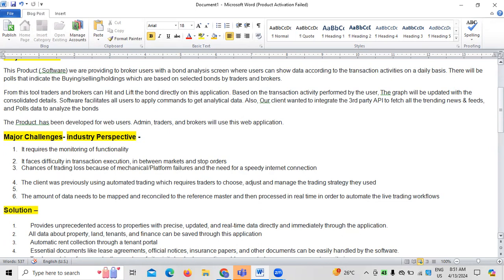The functionalities of monitoring is one of the major challenges which any organization faces. At the same time, they are facing difficulty in managing the transaction execution in between markets and stop orders and all that. Due to that, there are chances of trading loss because of the failures that happen in the platform.